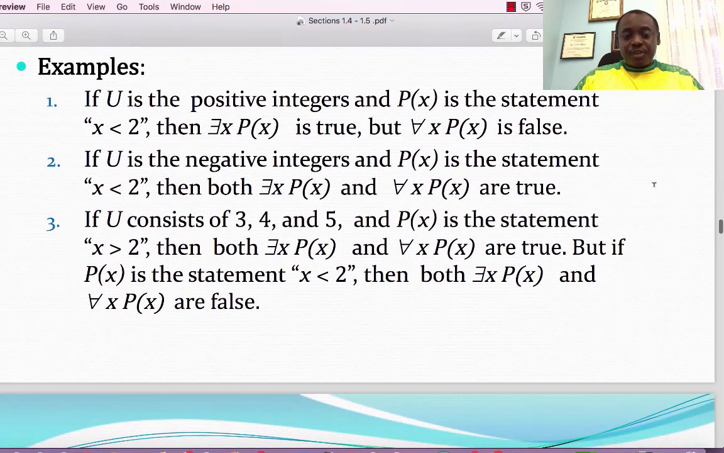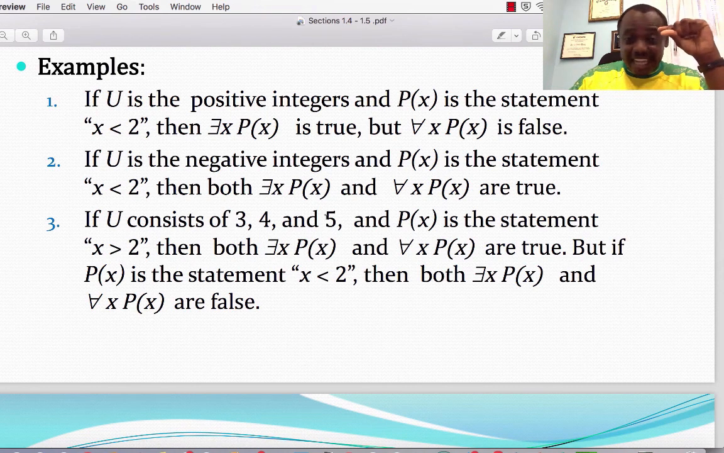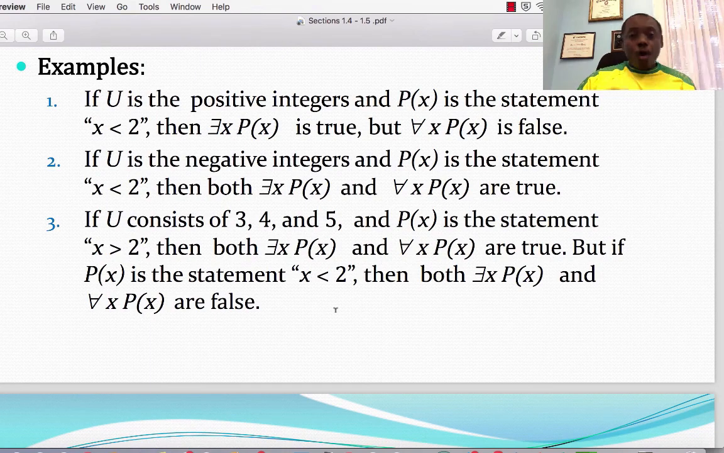And for every X, P of X would mean for all negative integers, X is less than 2. That's true. Number 3, if U consists of 3, 4, and 5, a finite set, and P of X is the statement X is greater than 2, there exists X, P of X would mean there is an element from the set 3, 4, 5 that is greater than 2. Of course, that's true. Pick 3. 3 works. For every X, P of X means all the elements from the set 3, 4, 5 are greater than 2. Yes. So both are true. But if P of X is the statement X is less than 2, then observe that there exists X, P of X is true, and for every X, P of X would be false.